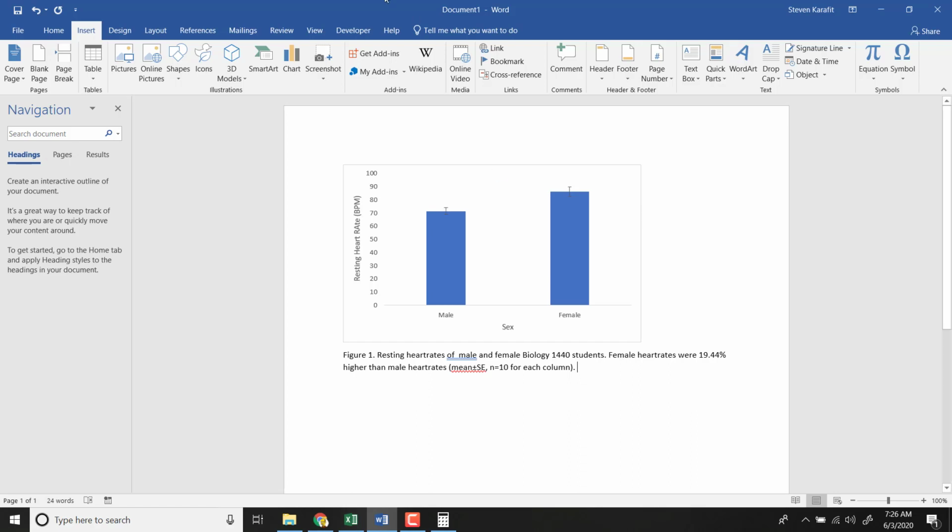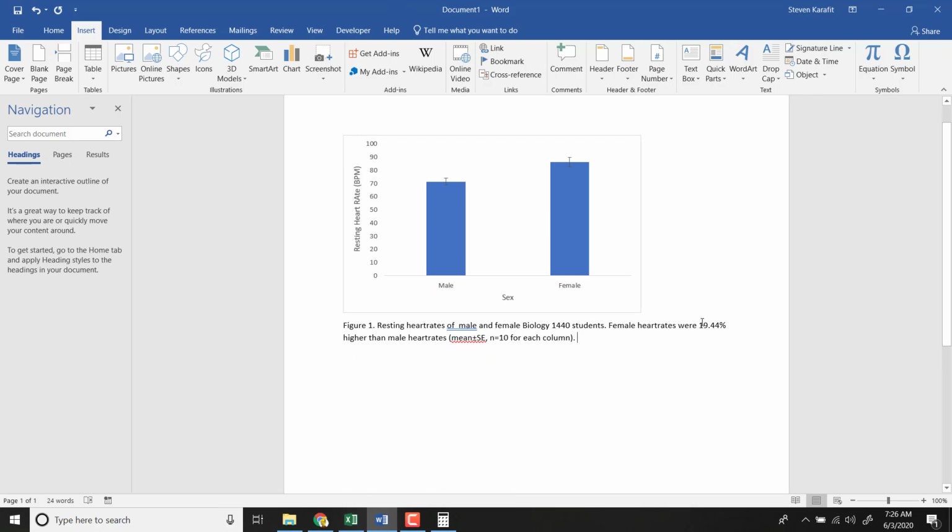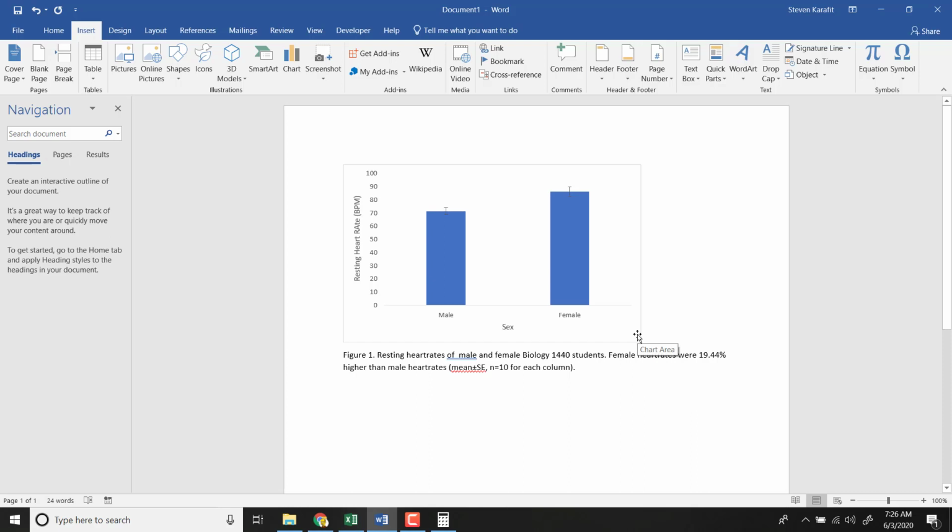Okay, so just to remind you how I got this calculation right here. I took female heart rate, which is essentially Y2, and male heart rate, which was Y1. I took Y2 minus Y1 over Y1 times 100, and that's how we got 19.44. Okay, so that's how I would write a figure caption for a column graph.